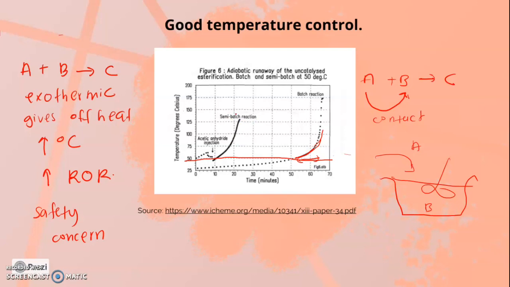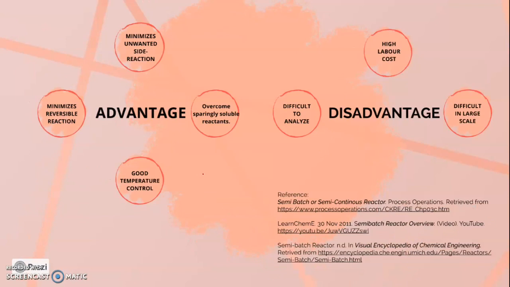But if we say semi-batch reaction, in the semi-batch reactor, first, let's say this is your reactant B, but only after a certain period of time, then you add reactant A, or you add reactant A very slowly, so that the reaction occurs slower and more controlled. You can control the progression of the reaction so that temperature does not increase too fast. So that's a good thing about the semi-batch reactor.